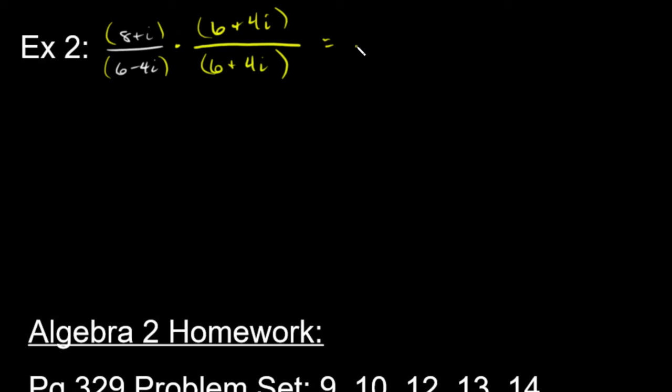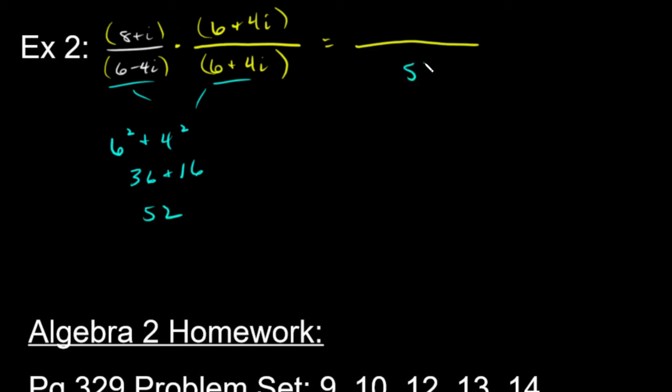So I'm going to reserve this for the final answer. Here, the shortcut method, it's going to be 6 squared plus 4 squared, which is 36 plus 16, which is what, 52? So that's 52.